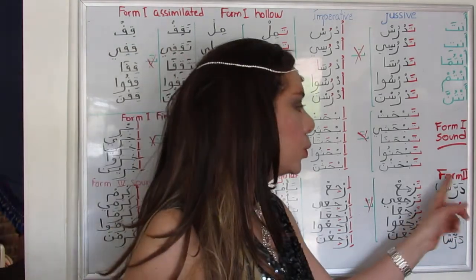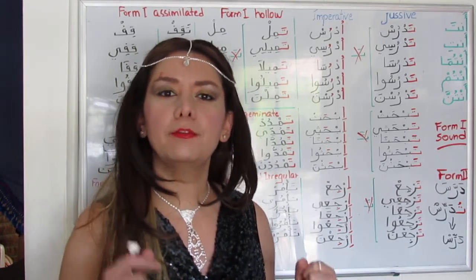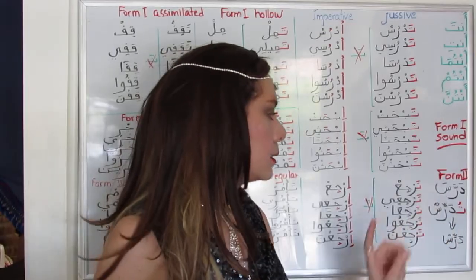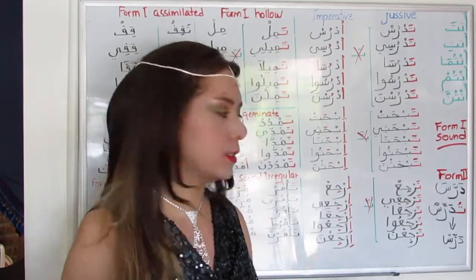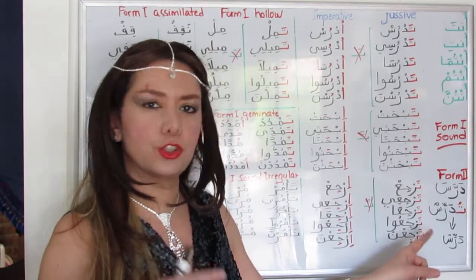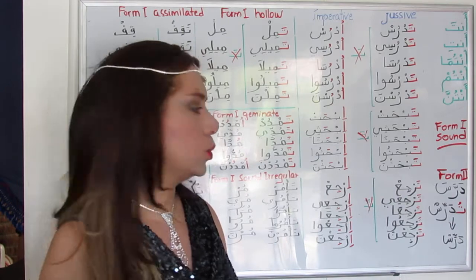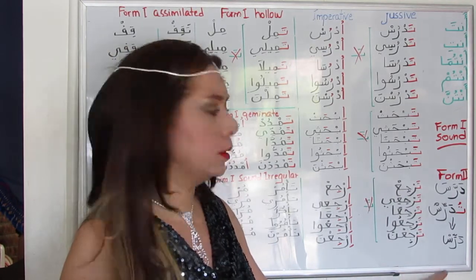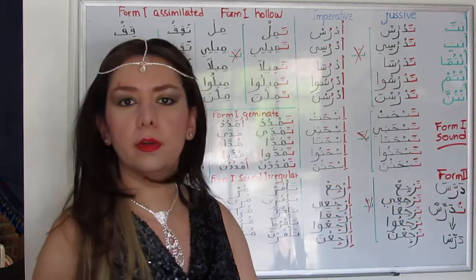For form 2, that has the paradigm fa'ala, darrasa, to teach, it's the same thing. You will conjugate it in the jussive, for example, anta, tudarris, teach. So what do we do? We just delete the prefix tu, and we are left with darris, and so on. Very easy.